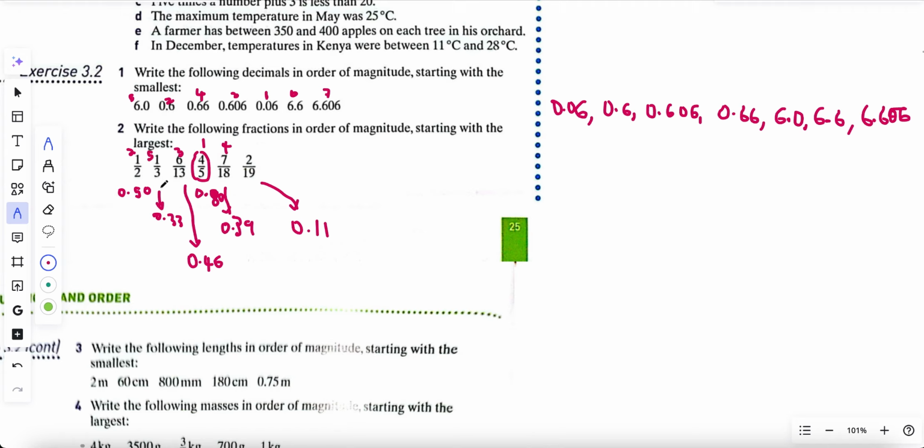After that, I think it's only this one remaining, right? So this becomes our number 6 in the order of arrangement. So if you are writing them in fraction, the largest is 4 over 5. So you write here 4 over 5.